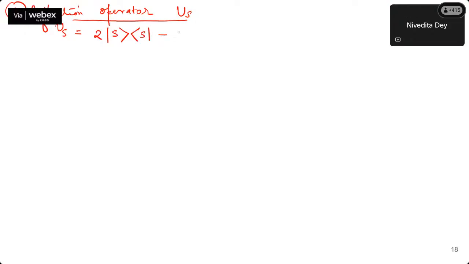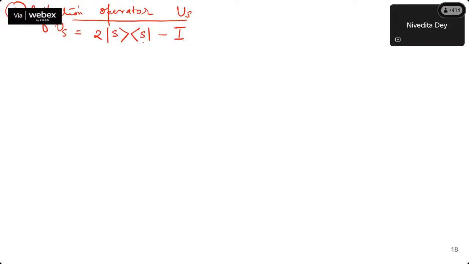Now Grover also did something after this operator. This is the first operator that we discussed, UW. Now Grover defined another operator called the reflection operator, or US. And he defined this US as 2 ket S bra S minus I.